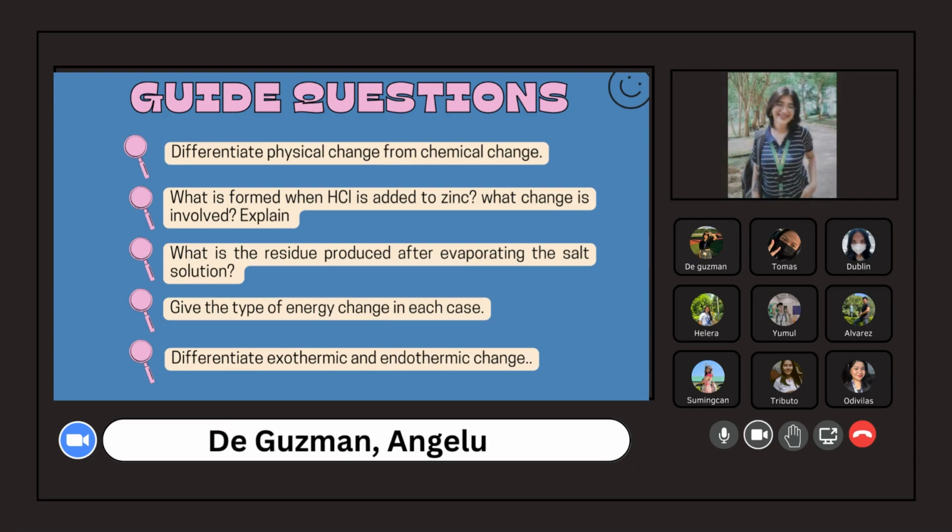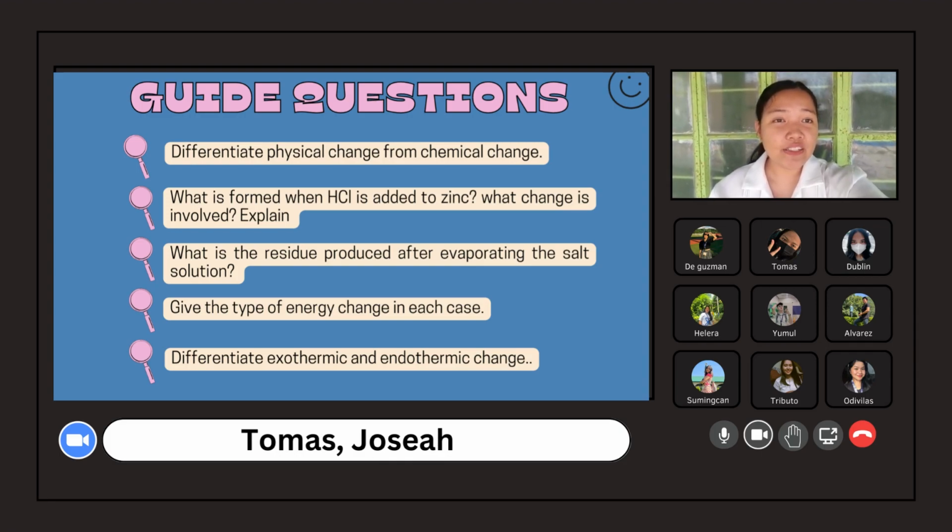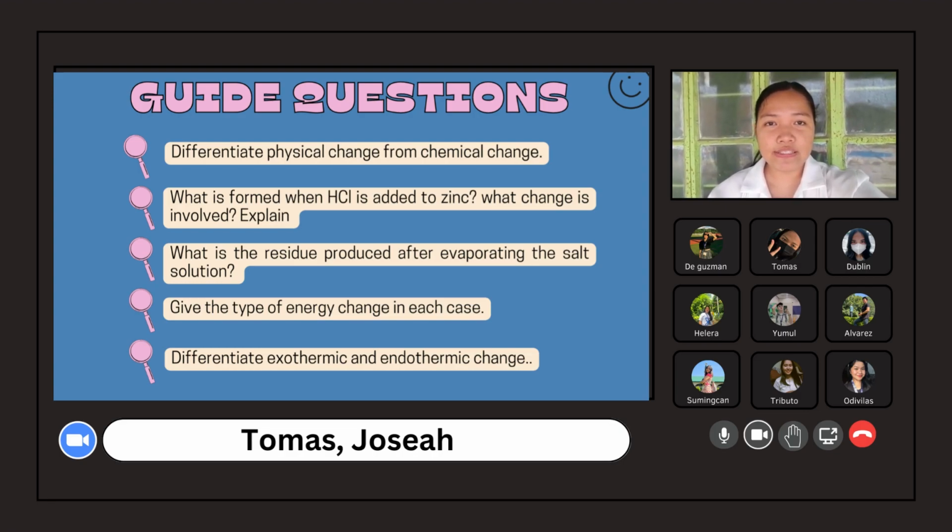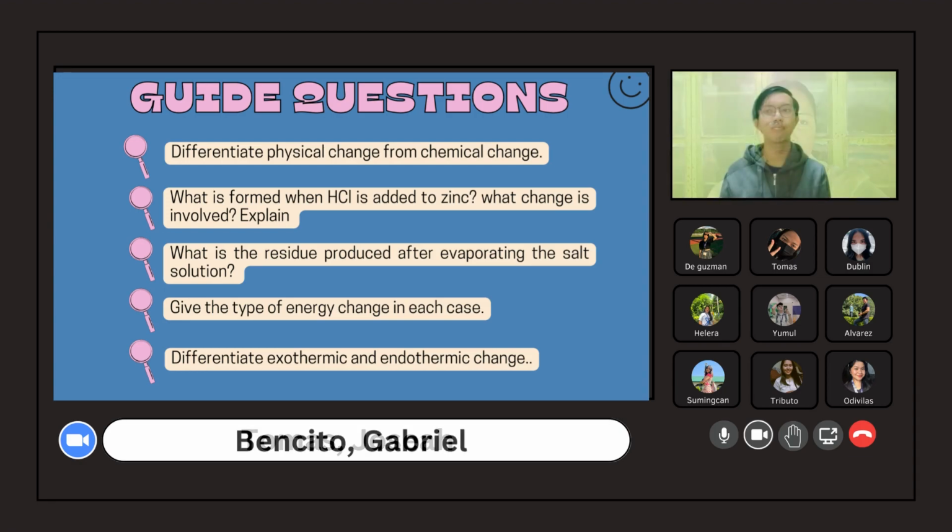Give the type of energy change in each case. An exothermic energy change took place upon the addition of salt to the water as the result of the heat being released. This phenomenon occurs due to binding of ions in the salt with the molecules of water. The energy released from the formation of new bonds leads to increases in temperature, which can be observed as the water becomes warmer. And the last question is, differentiate exothermic and endothermic change.